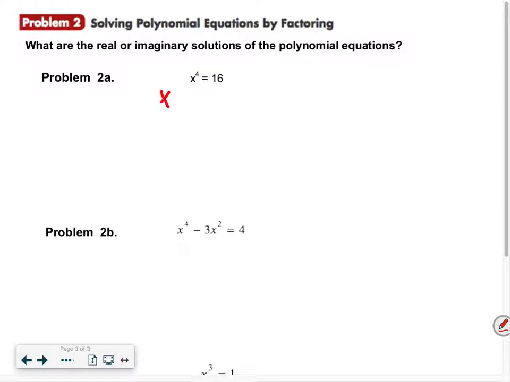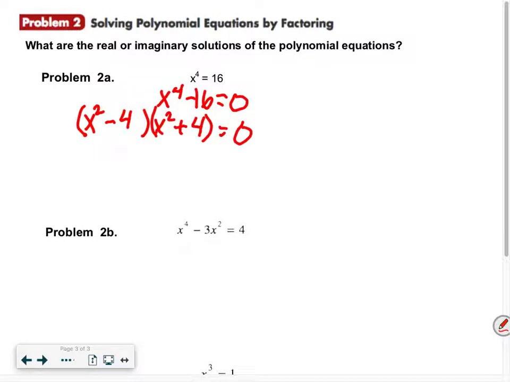X to the 4th minus 16 equals 0. This is like the squared thing that we did for homework last night. What are my 2 parentheses? X squared minus 4, x squared plus 4. I have squares because this is a 4. Wait, isn't the 4th root of 16 2?